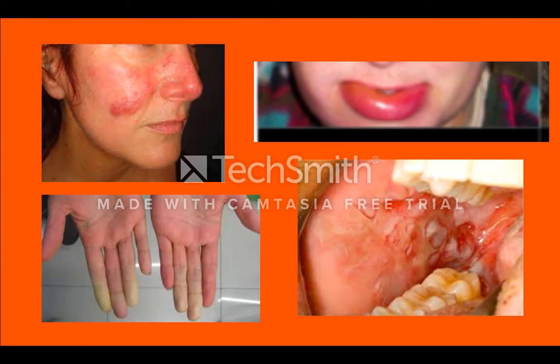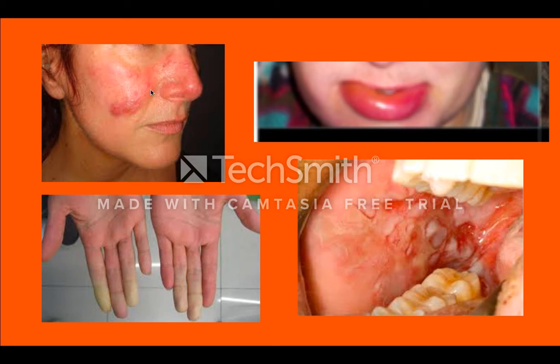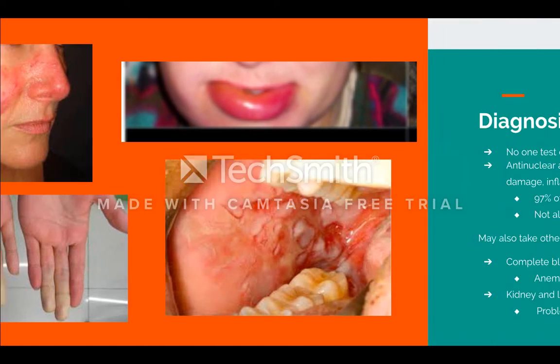Here are just some pictures of different symptoms you see with SLE. Discoloration in the fingers, rashes around the face, the butterfly rash is very common. Mouth sores, mouth ulcers.